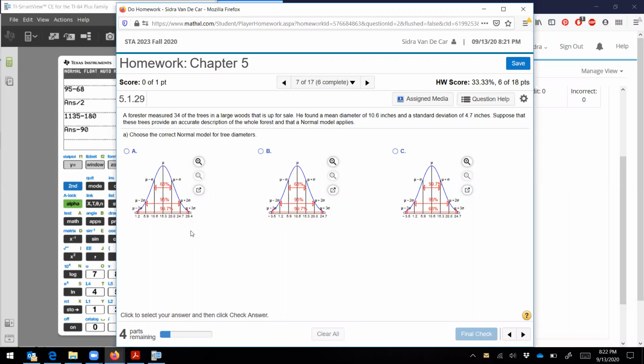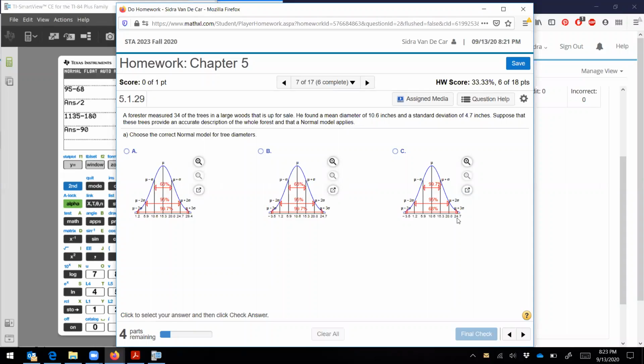If my mean's at 10.6, that means the 10.6 is in the middle, so we can immediately rule out this one. I'm choosing between B and C. My standard deviation is 4.7. So 10.6 plus 4.7 would be 15.3. Okay, they're both good there. Another 4.7 would be 20. Okay, they're both good there. Another 4.7 would be 24.7.